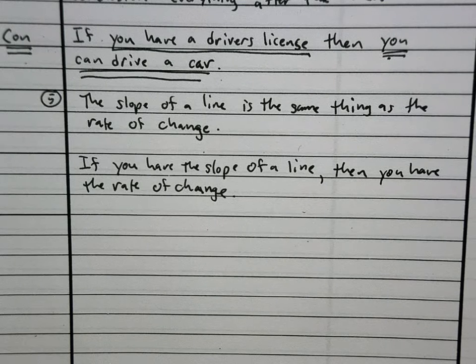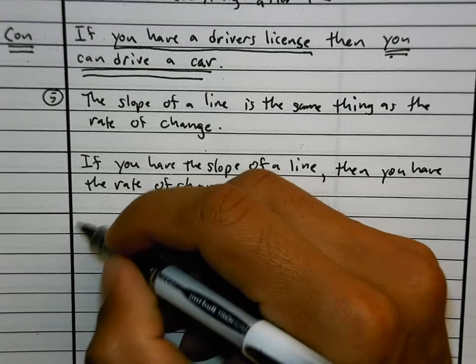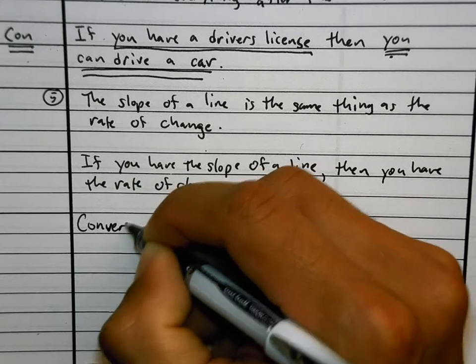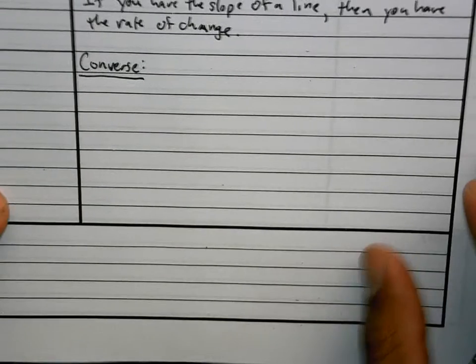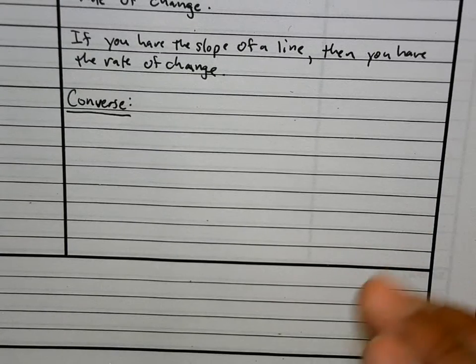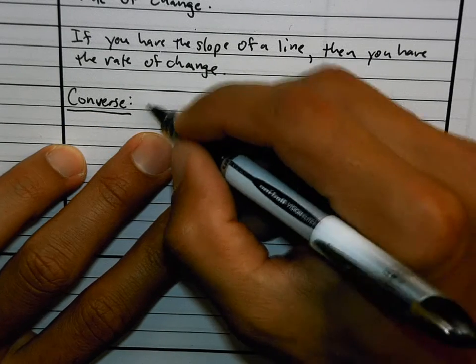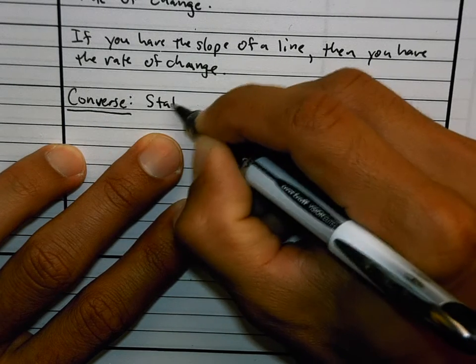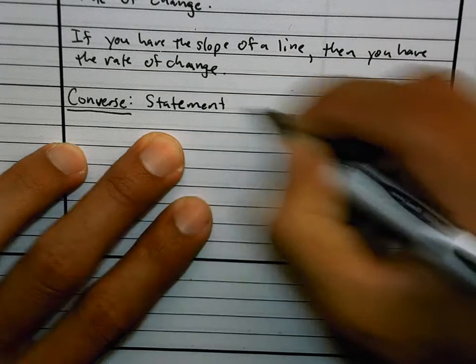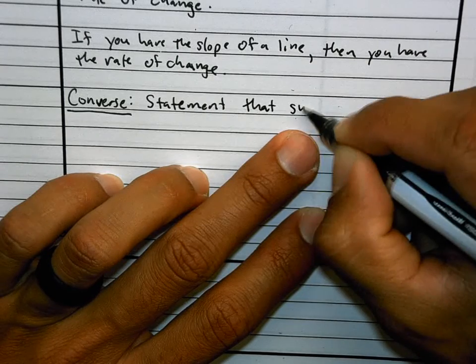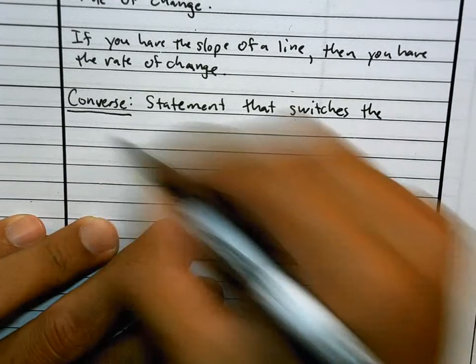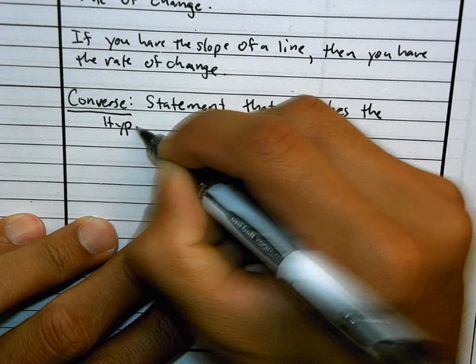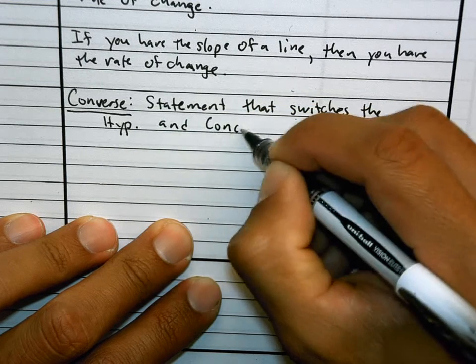Okay, so when I turn the page of this thing, we're going to have to know how to write something called the converse. A converse is a statement that switches the hypothesis and the conclusion.